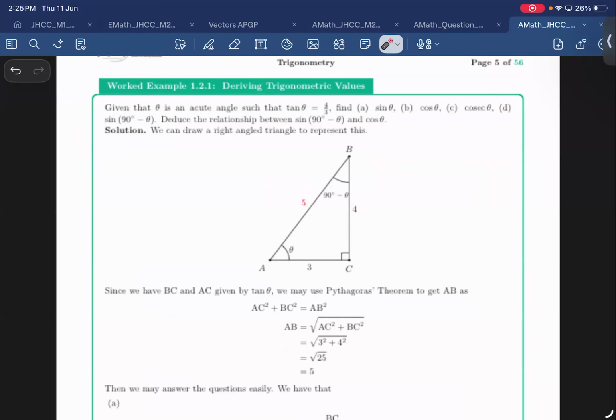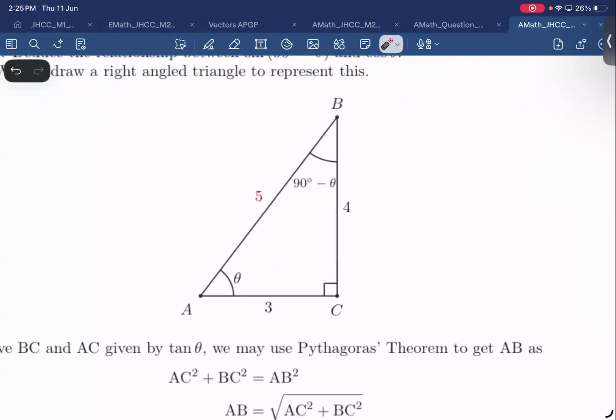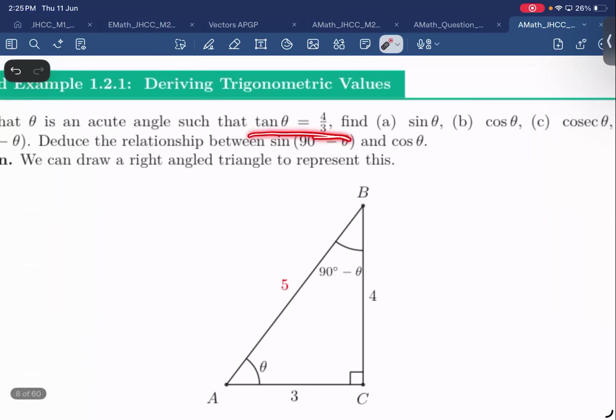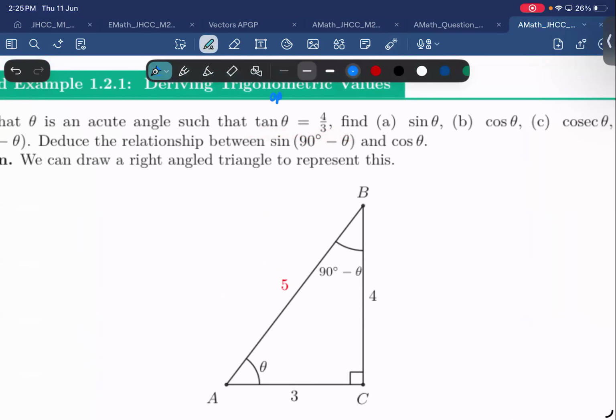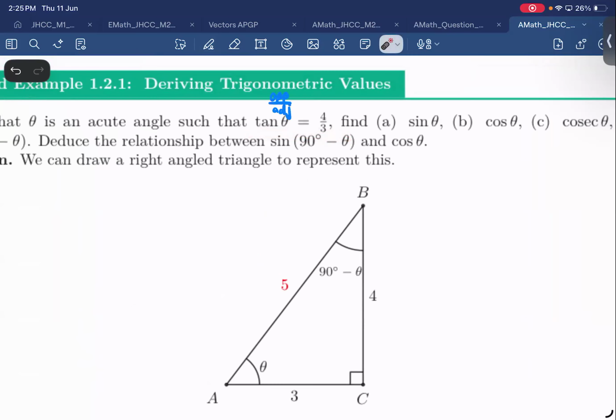For this kind of question, what you do is just draw a right angle triangle. Then what do we know? We know tangent theta is 4 over 3, and tangent is opposite over adjacent, right? So this means that opposite must be 4 and adjacent must be 3. You can see that. So 4 over 3 means opposite is 4 and adjacent is 3.